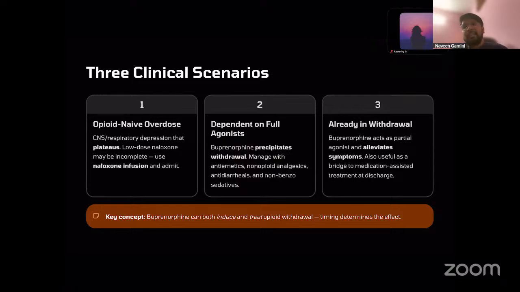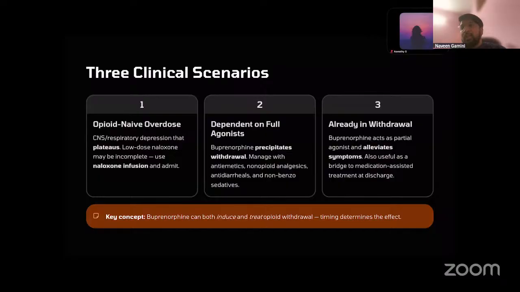Next, let's talk about the patient who is already in withdrawal. Here, when we give buprenorphine, it acts as a partial agonist and it will reduce the symptoms of the withdrawal. So it is useful as a bridge to medication-assisted treatment at discharge.